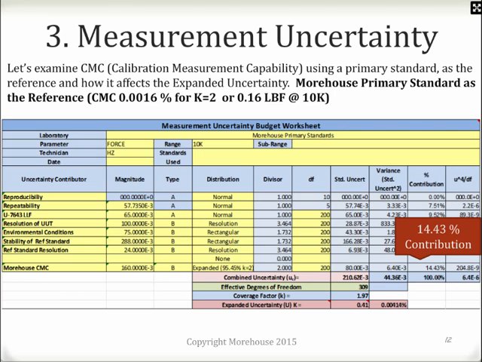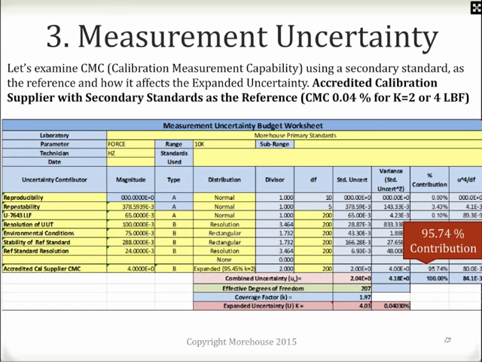If we look at the CMC using this formula here, which is actually the Welch-Satterthwaite equation, and we look at all the percentage of contributions from everything, from the unit under test, resolution, everything else, we look at the standard, the reference standard, the uncertainty contribution is 14.43%. It's important to note that.